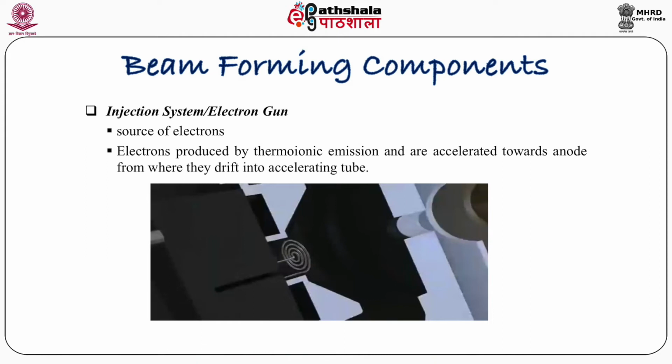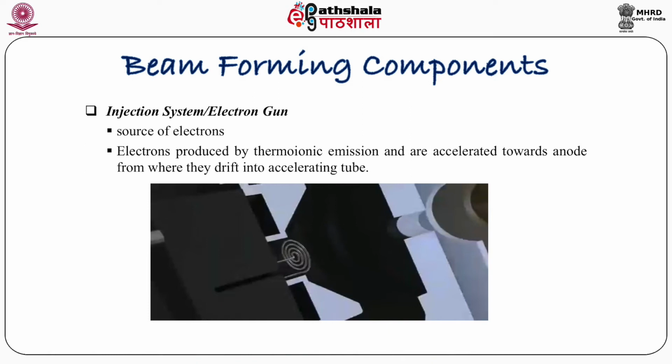Electrons produced by thermionic emission are accelerated towards the anode, from where they drift into the accelerating tube. This is a simple structure of the electron gun shown in the picture. Thermionic emission is produced by giving some voltage and current, and electrons come out. They are accelerated by the anode, and electrons of approximately 50 keV energy are generated from this source, the electron gun.